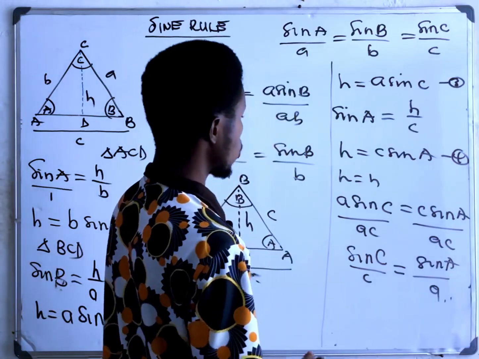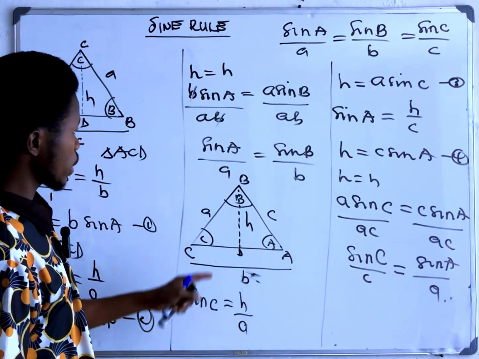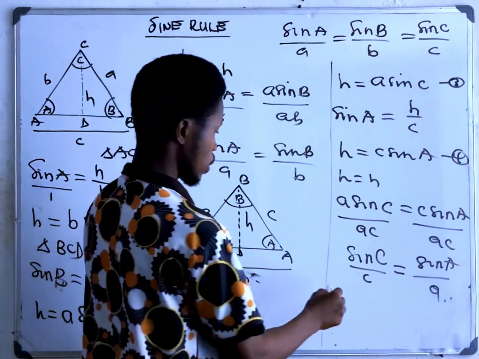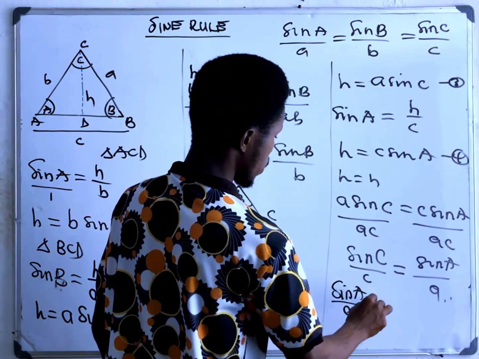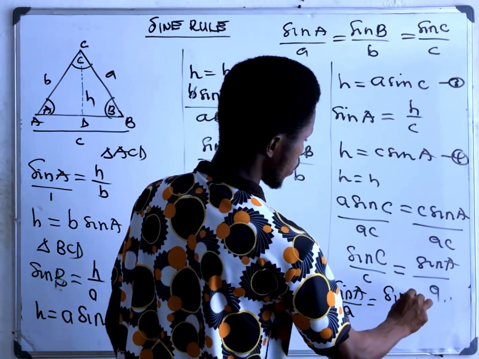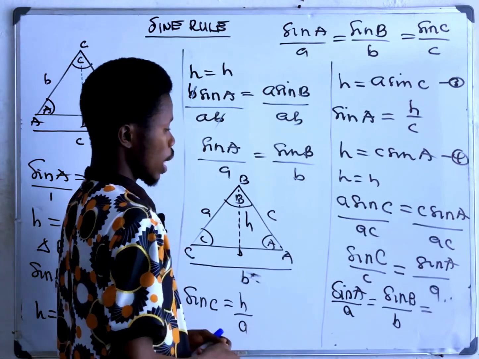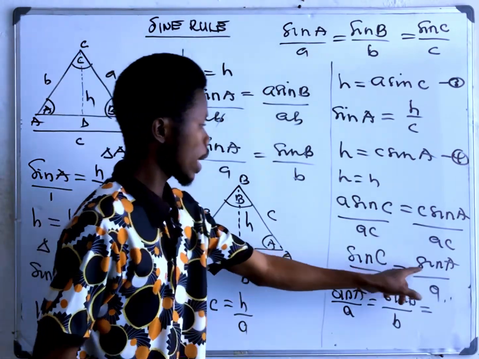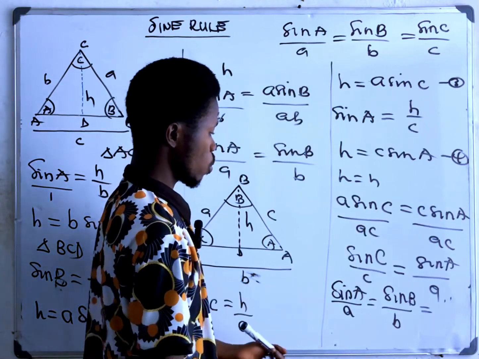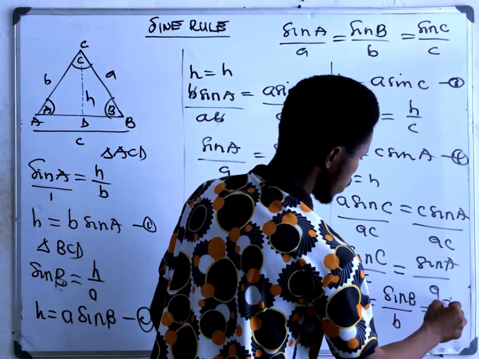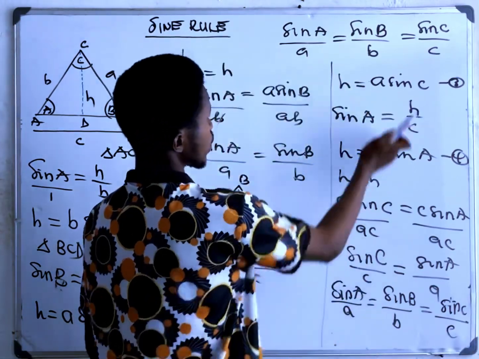So in that, we can conclude that from the first one, we have sine A over a equals sine B over b, and sine A over a is also equal to sine C over c. So you can say that sine C over c. So this is proved.